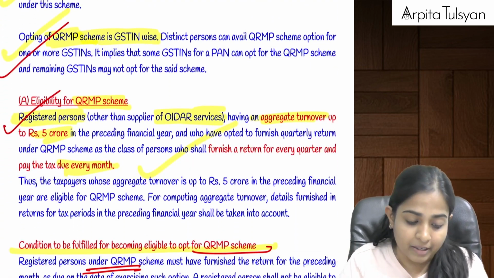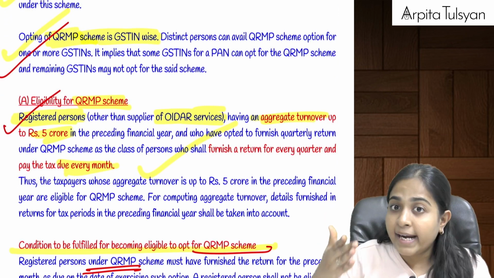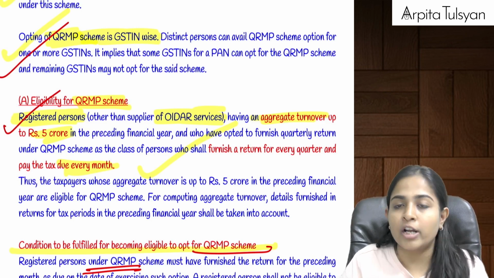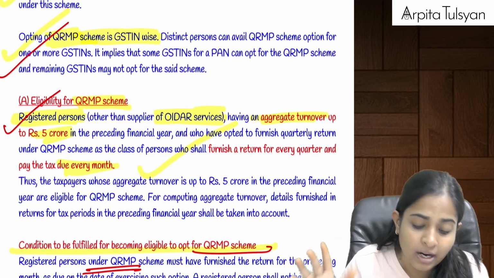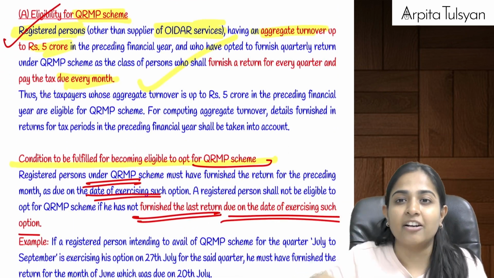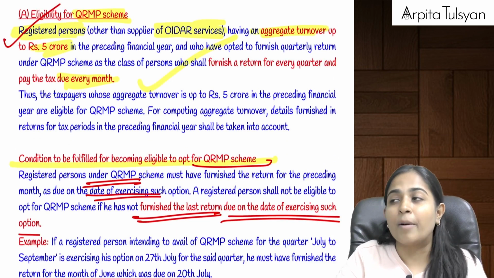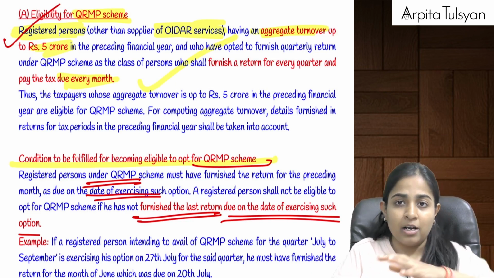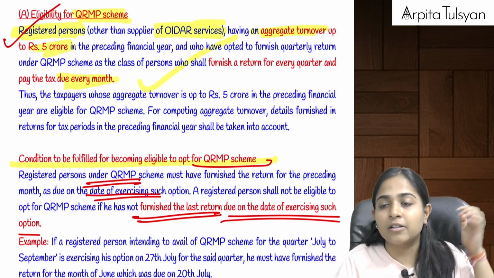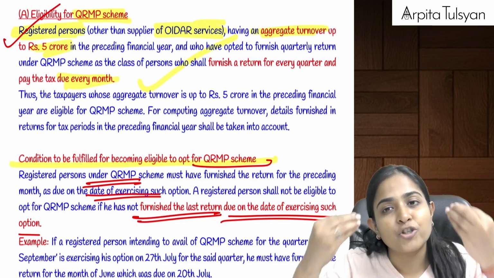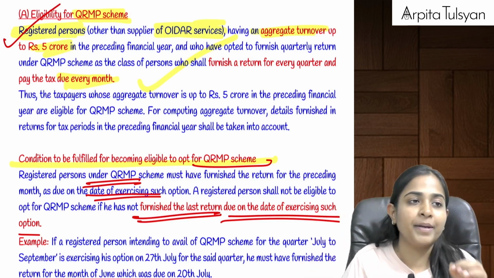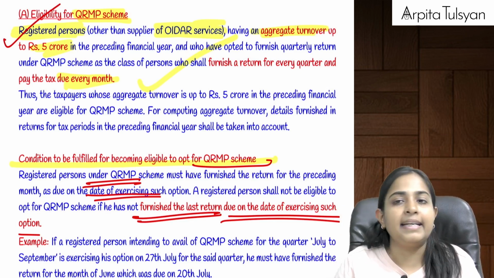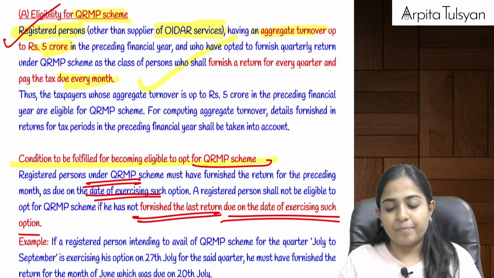But OIDR, the persons who are providing OIDR services, they cannot opt for QRMP. Whatever return will be applicable for them, they have to do it on a monthly basis. And the next one, the date when you are opting for this QRMP scheme: on that particular date, whatever previous GST returns should have been filed should actually have been filed on the date of exercising the option. Means there should be no delays in filing the tax returns for the previous period. If there is a delay, then you cannot opt for this QRMP scheme. Are you clear with this?